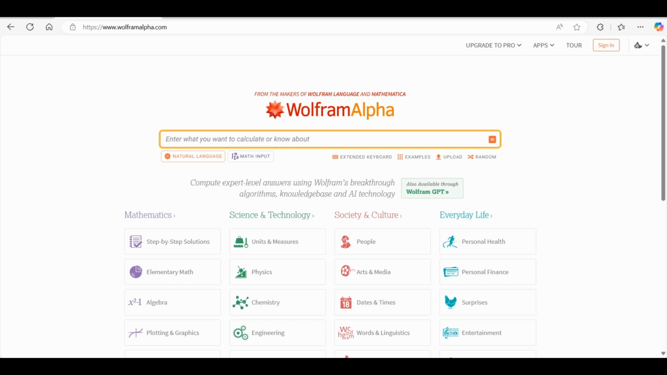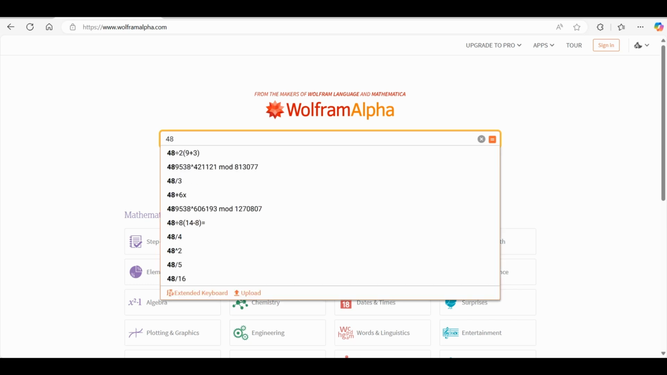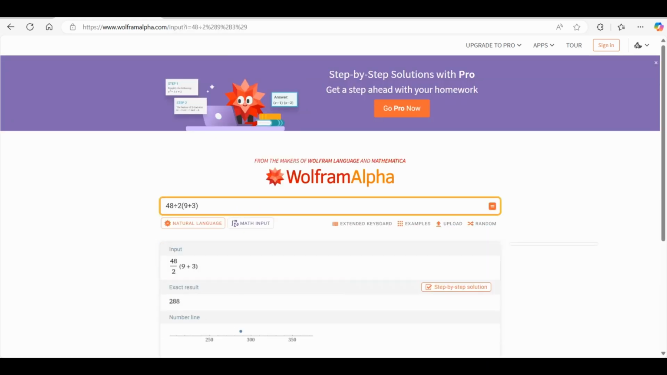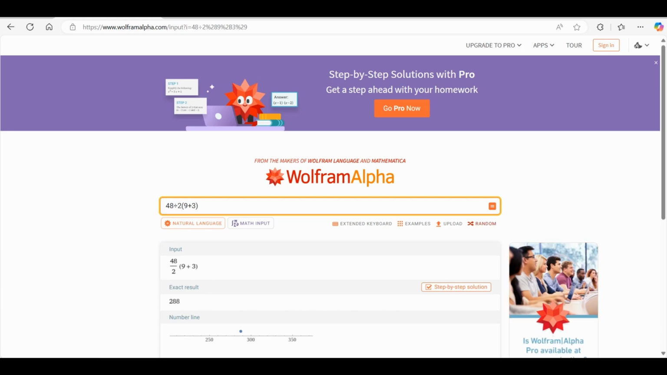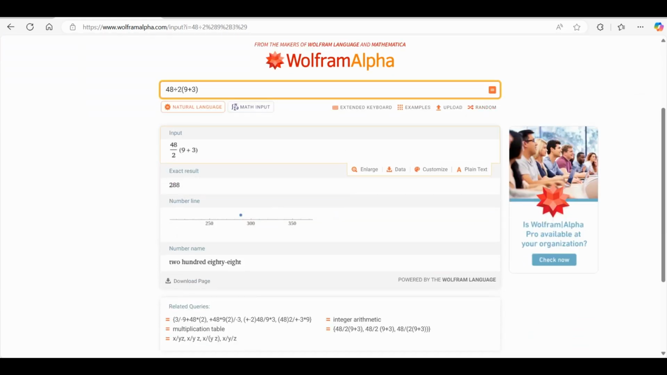Now we're on Wolfram Alpha, and want to enter this same problem in. Make sure we have it here, 48. And look at that, here it comes right up. Apparently this is an often entered problem, so we'll just enter that in. 48 divided by 2 times quantity 9 plus 3. You can see the input here, it's the same thing as this. The answer is 288.